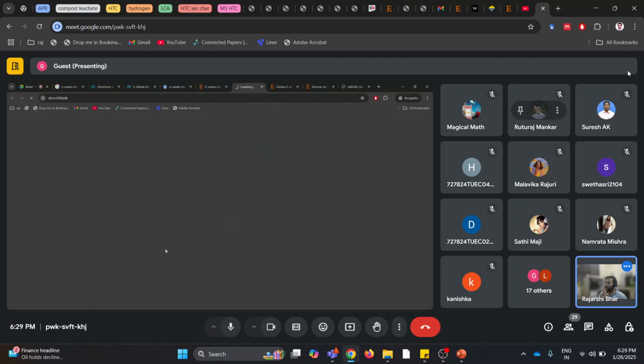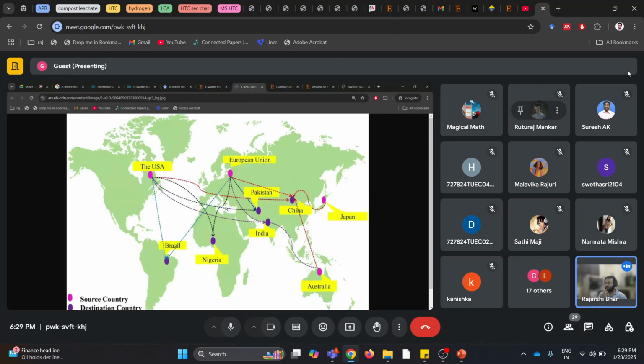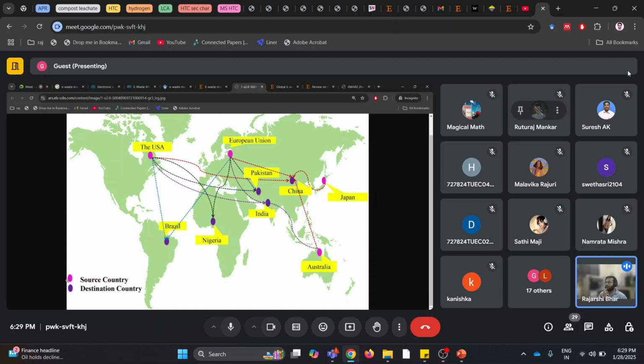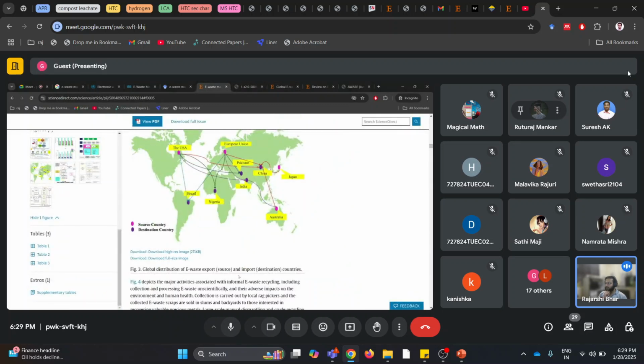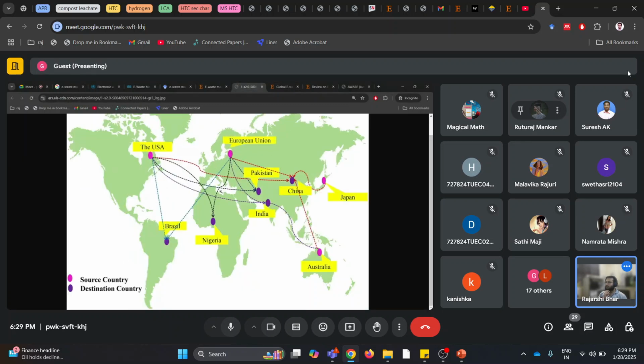Yeah. Now this is a figure that shows the pink colored dot is the source country where the e-waste is generated, and this purplish one is the destination country. So let me see what else is there. Yes. The e-waste generated by USA is being exported to Brazil, India, and this red arrow is going to China. At the same time, the European Union is doing something similar. They are exporting their e-waste to different parts, China and Brazil mostly.